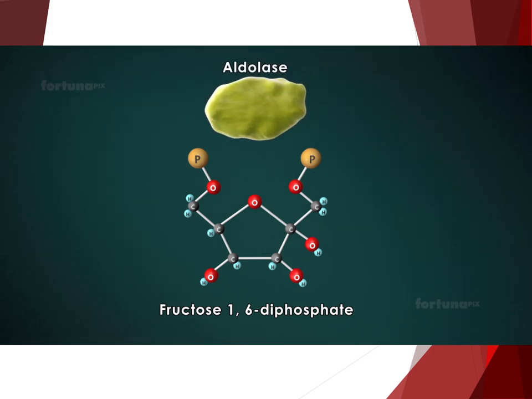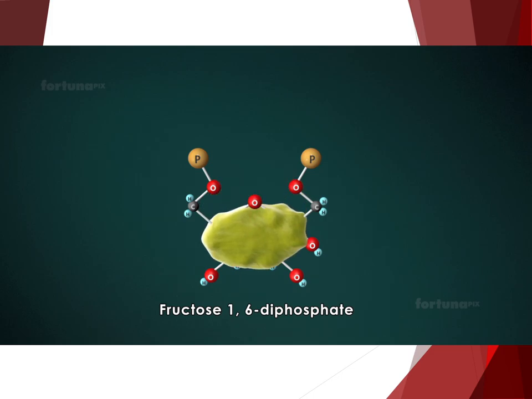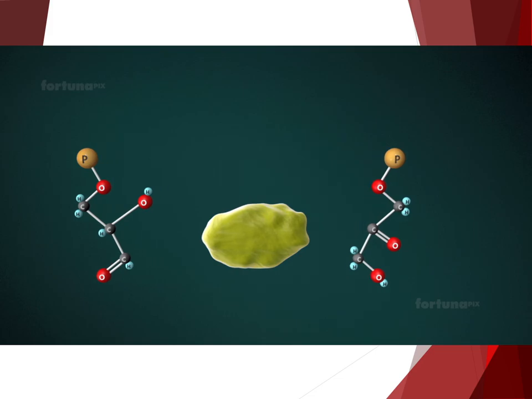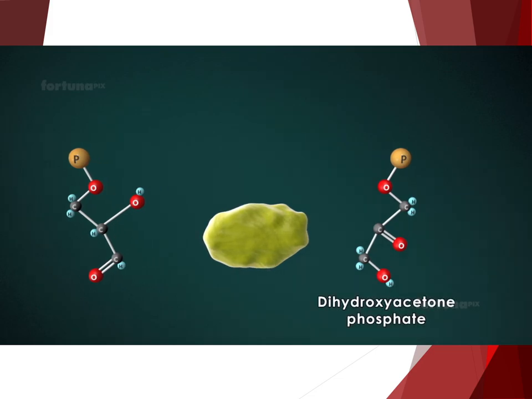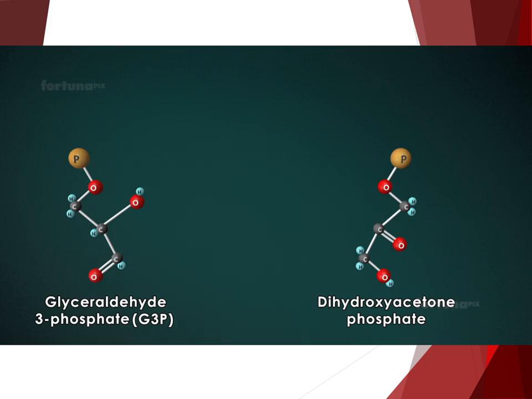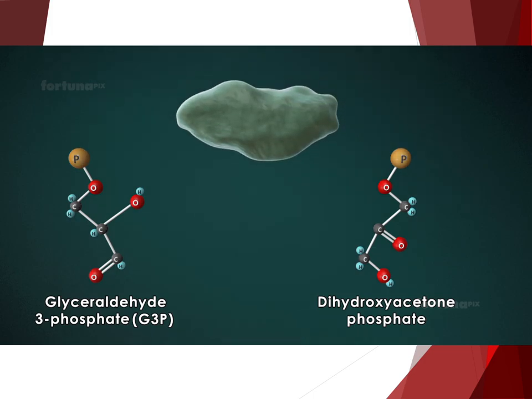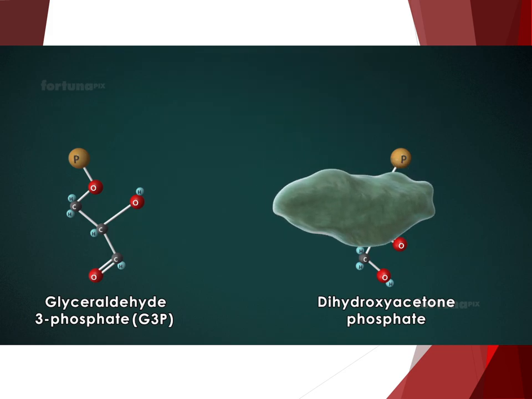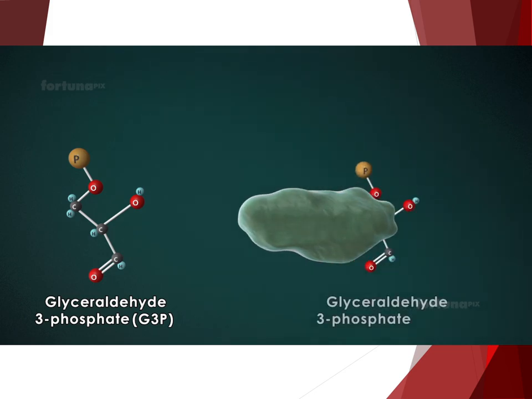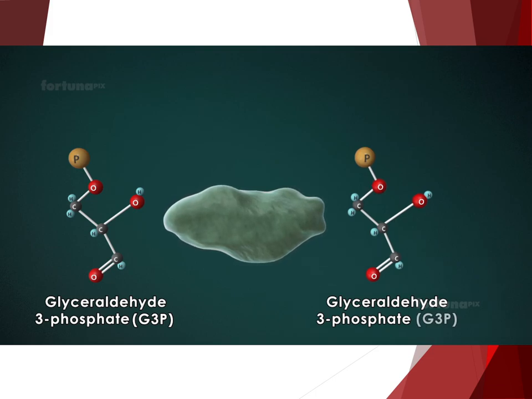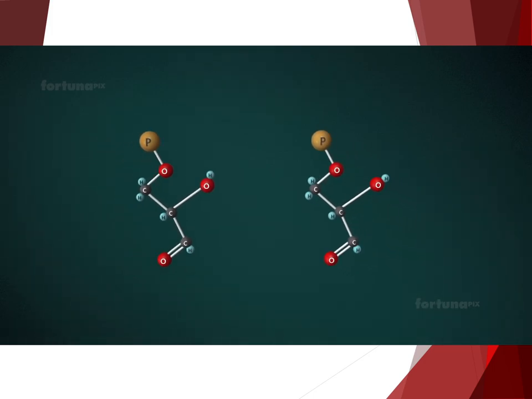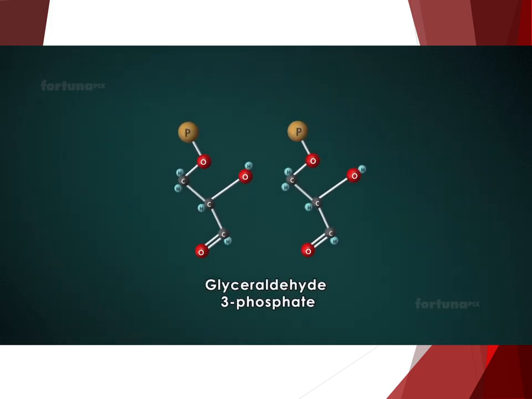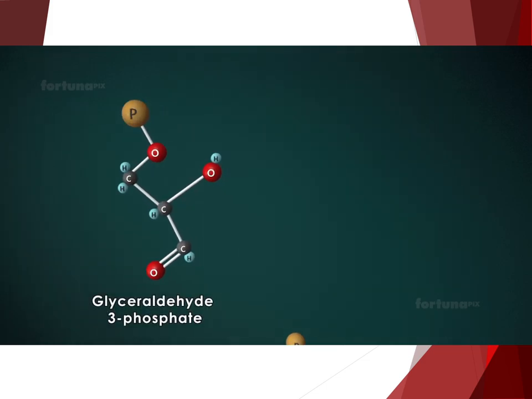An aldolase enzyme will cleave fructose 1,6-diphosphate into 2 sugar isomers, dihydroxyacetone phosphate, and glyceraldehyde 3-phosphate, or G3P. However, another enzyme, triose phosphate isomerase, converts dihydroxyacetone phosphate, or DHAP, to glyceraldehyde 3-phosphate, or G3P. Because there are 2 glyceraldehyde 3-phosphate molecules formed at this stage, the following steps will happen twice. We'll trace only a single instance.